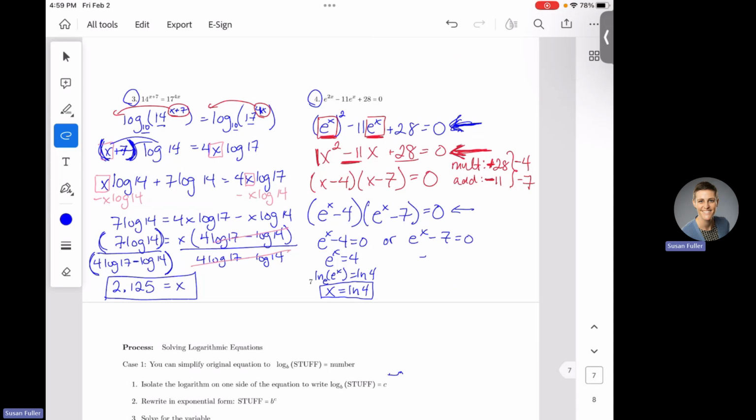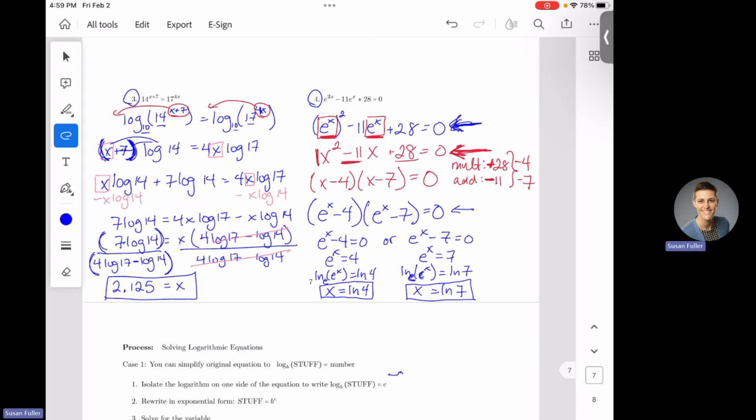Or on this right side, if e to the x minus 7 is 0, that means e to the x equals 7. Again, we're going to take the ln of both sides. And the ln of e to the x is just x because the bases are the same here. They cancel out. You're just left with x. And we have x is the natural log of 7. So that's how we solve those guys.